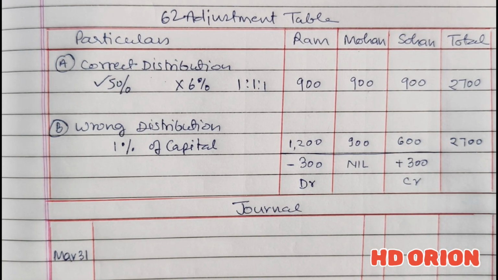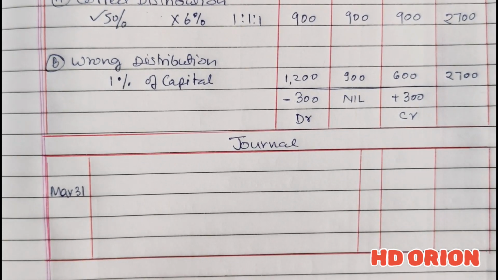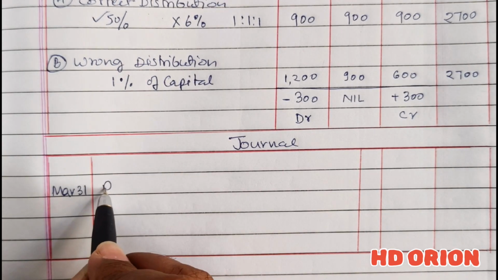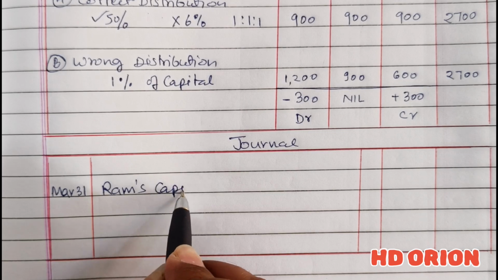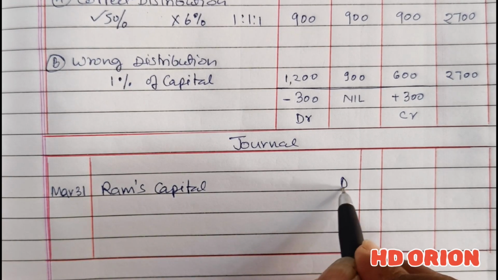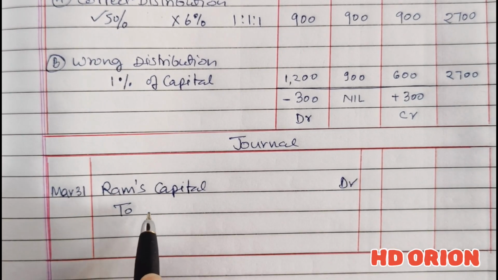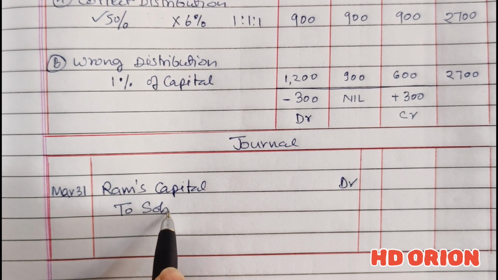So we will make the journal entry for this. Now at the end of the year, Ram's capital account debited, because capital accounts are fluctuating. Therefore to Sohan.